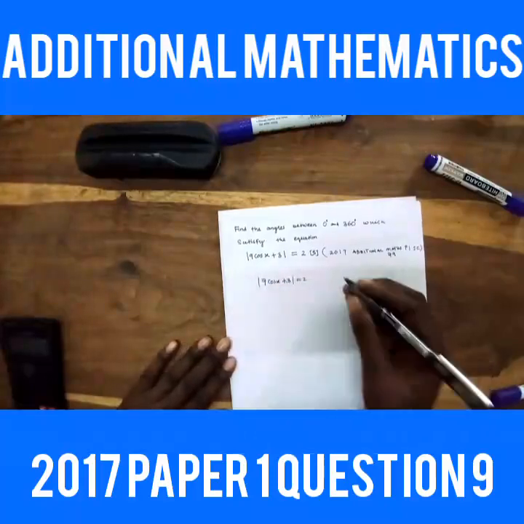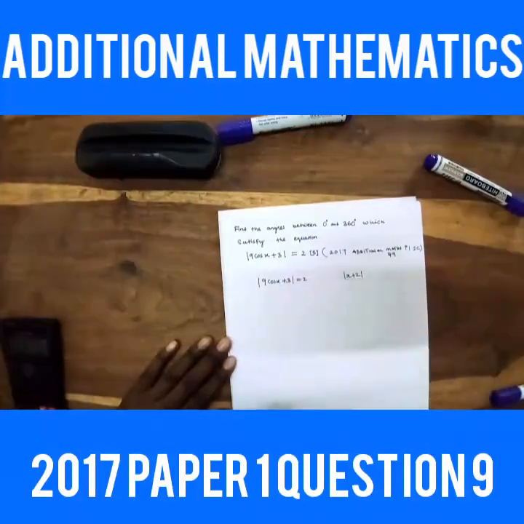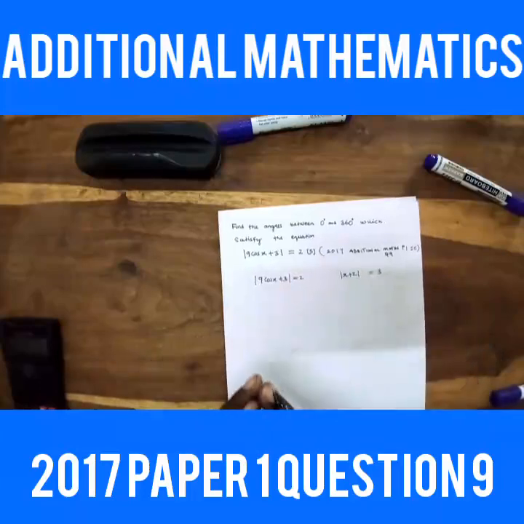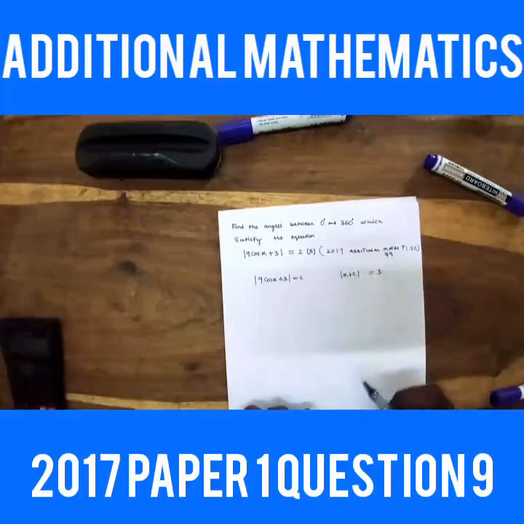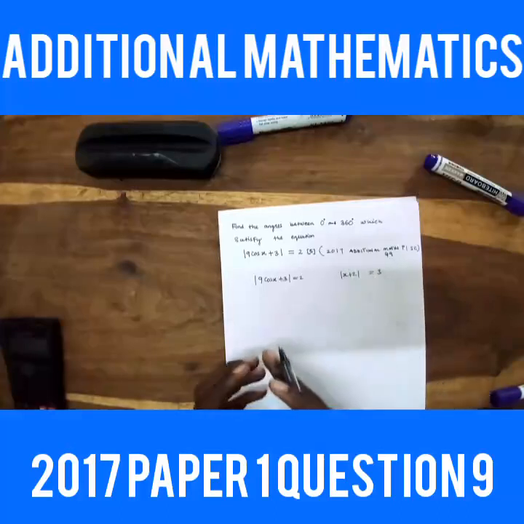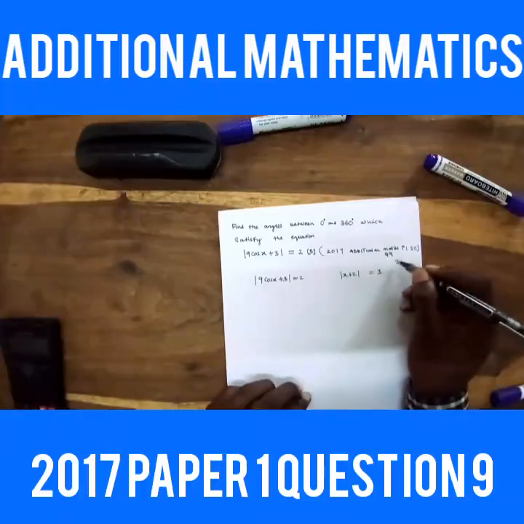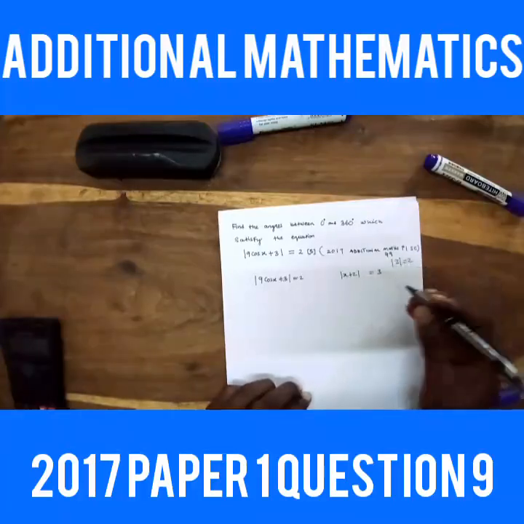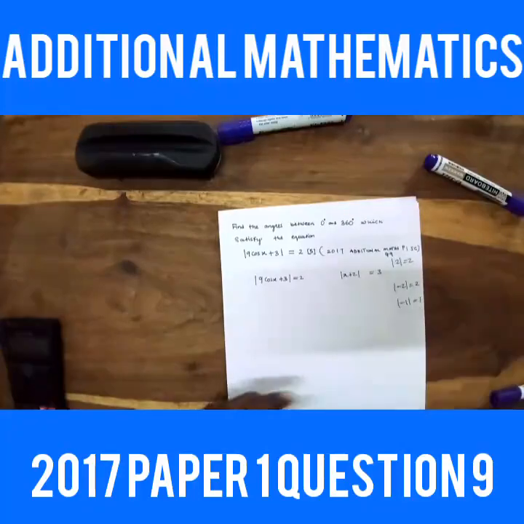So suppose you have this equation, the absolute value of x plus 2 equals 3. Then we want to solve the equation. Remember that the absolute value of a number is the positive nature of that value. For example, the absolute value of 2 is simply 2. The absolute value of negative 2 is simply positive 2. The absolute value of negative 1 is simply positive 1.